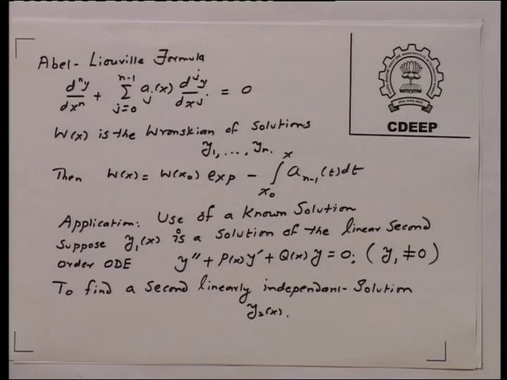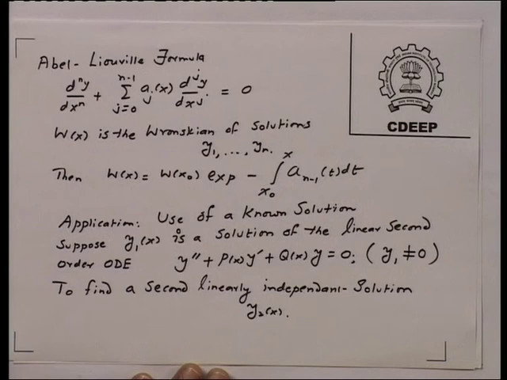Okay, now we will see one application of this. So, use of a known solution. Suppose y1(x) is a solution of a second order ODE, y double prime plus p(x) y prime plus q(x) y equal to 0, and you have a solution y1. Of course, 0 is always a solution, but that's a stupid choice because it's not going to give you anything better. So you assume that you have a non-trivial solution. Then the problem is to find a second linearly independent solution.